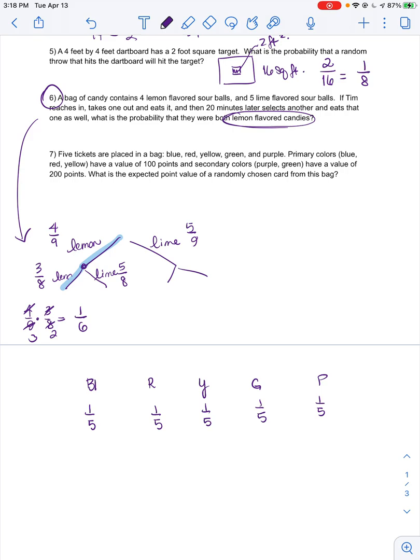It says that primary colors, blue, red, and yellow, have a value of 100 points, and secondary colors, purple and green, have a value of 200 points. Running this calculation, taking that 1/5 of 100 over and over again, 20s here, and then the 1/5 of 200 produces 40s, tells me that the expected value of a ticket pulled from that bag is 140 points.